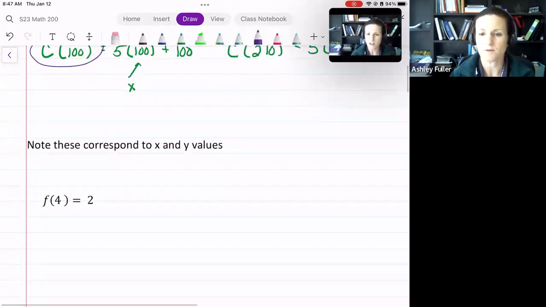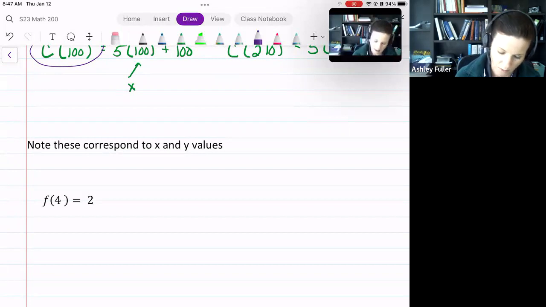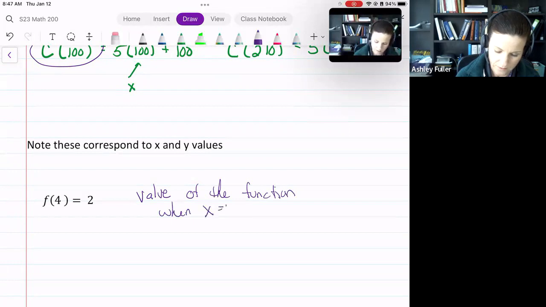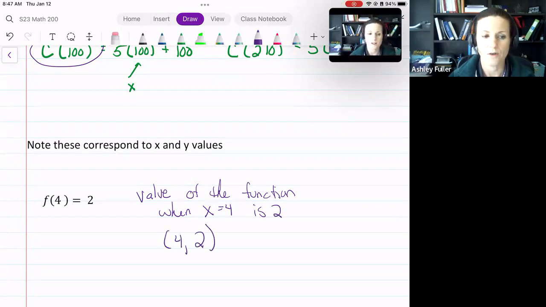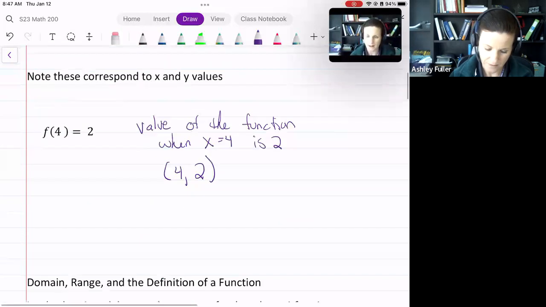In basic terms, if we have something like f of 4 equals 2, that means we want to know the value of the function when x is 4 is 2. In other words, when x is 4, y is 2. F of x is simply a fancy way to write y.